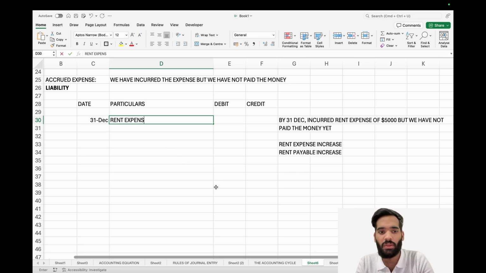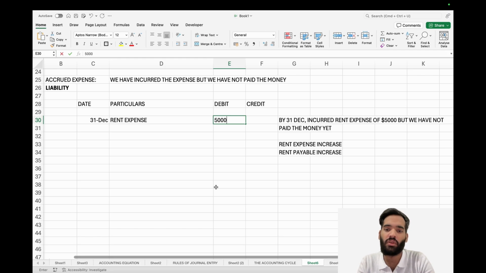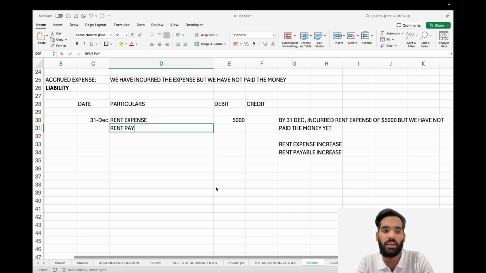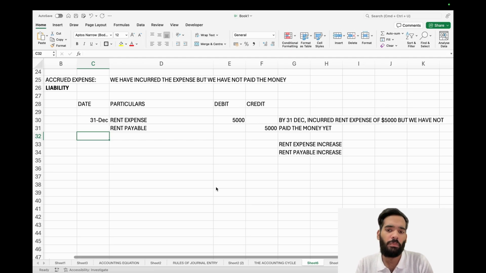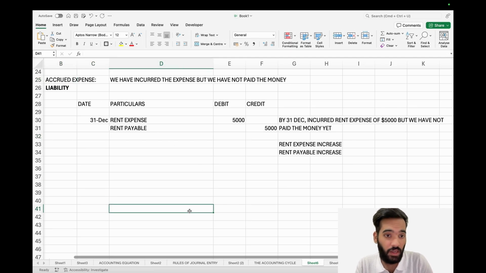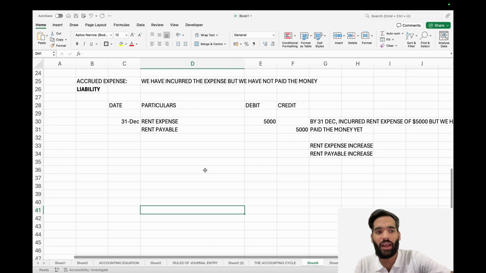So rent expense will be debit because we know expense increases on debit, and rent payable, which is a liability, will increase on credit. So I hope you got the point why I'm not using the accrued expense name, which is completely fine. You can use it, but rent payable is usually used when you are in the US, and again I keep saying the same thing. So I hope you get the point.